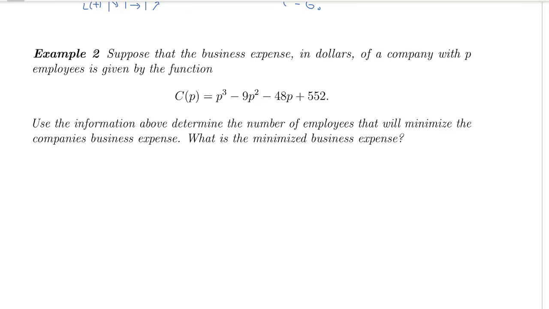In any case, let's see what this question's asking. It's asking us two things: to determine the number of employees that will minimize the business's expense, and then what is that minimized business expense. Whenever you see these keywords, minimize, maximize, or even optimize, that's a clue that we want to use the first derivative test. So we're going to look for, in this case, minima. But in general, just use the first derivative test, and that will flush out any maxima or minima of the function, and then you can sort out what you need.